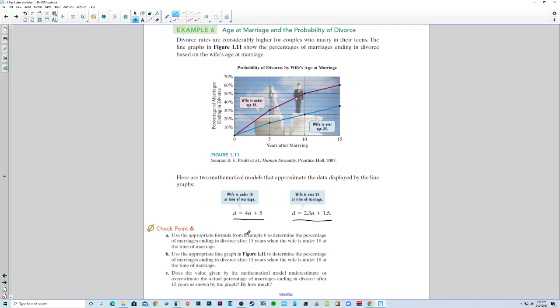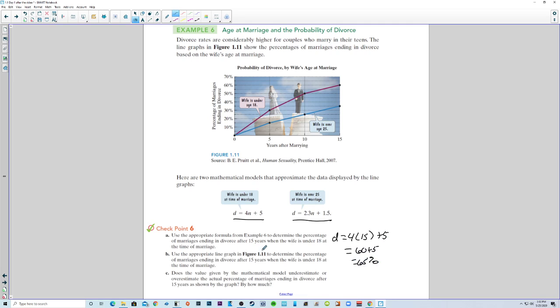Use the appropriate formula from example 6 to determine the percentage of marriages ending in divorce after 15 years when the wife is under 18 at the time of marriage. So 15 years, under 18. D is equal to 4 times 15 years plus 5. That's 60 plus 5. That is 65%.